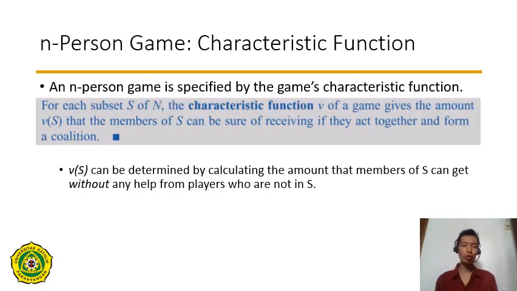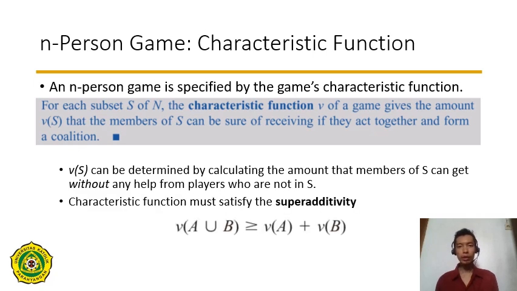In other words, we may determine v(S) by calculating the amount that the members of S can get without any help from players who are not in the coalition S. There is a property that the characteristic function must satisfy. It is called the superadditivity property.